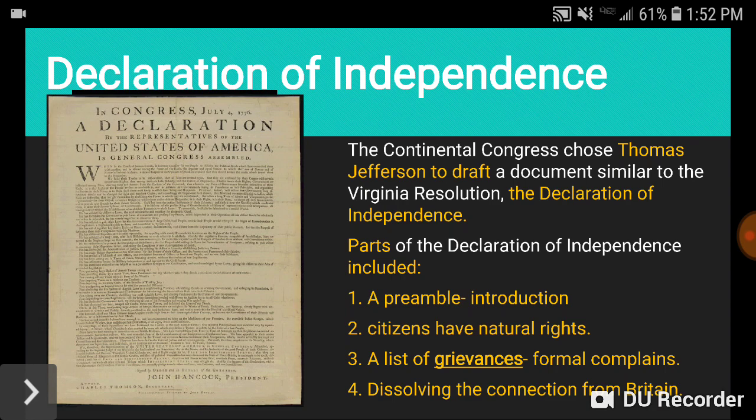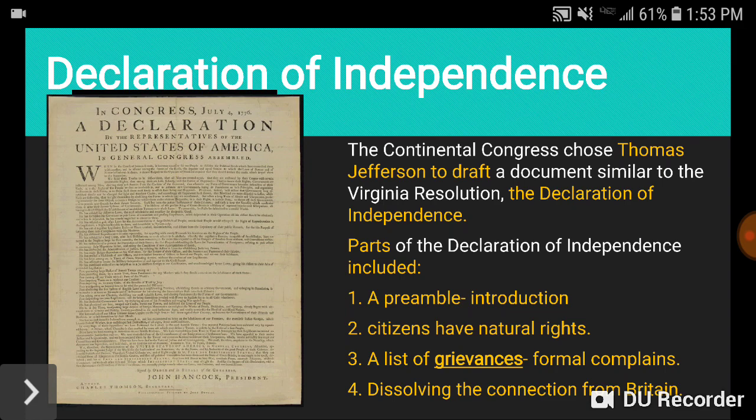You have X, Y, Z, Q, R, L, M, P, and they just list everything, one after the other, of everything that they either find wrong with the King of England or with their government style and different things like that. So it's a huge list of grievances that the colonists had.